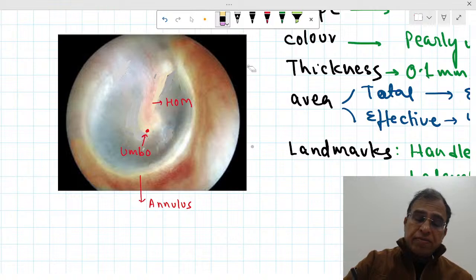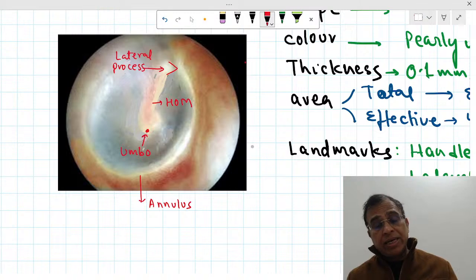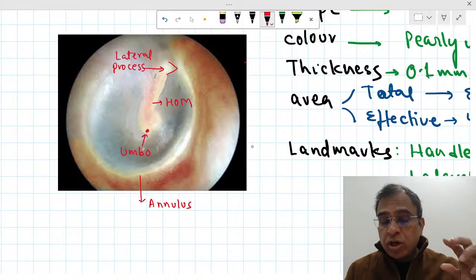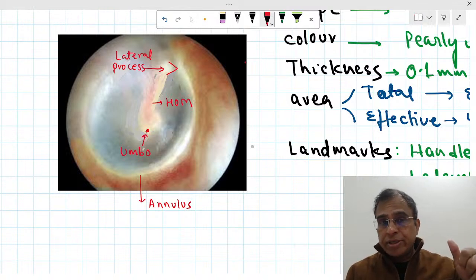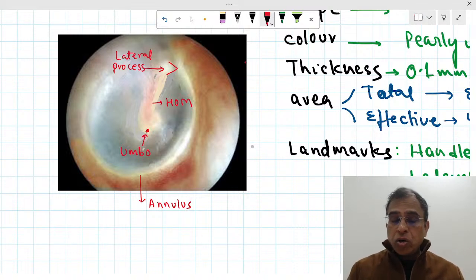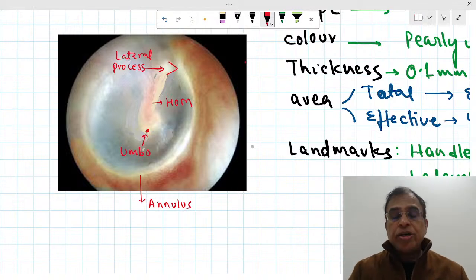And just above the handle of Malleus, there is another bone here, which is shown like this. This bone is the lateral process, which is also the landmark. And lateral process is also part of the Malleus. So the 3 structures that you can commonly see on a normal tympanic membrane, you should be able to see these 3 things, that is lateral process, handle of Malleus, and umbo. And incidentally, all the 3 are parts of the first ossicle, which is Malleus. And all the 3 are called landmarks of the tympanic membrane.